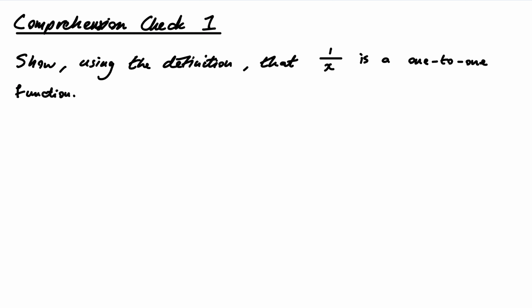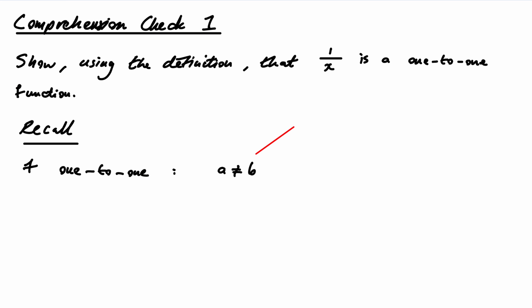So we want to check directly from the definition that the function 1 over x is a one-to-one function. So let's just recall what the definition is very quickly. If f is 1-to-1, what this means is if I take two distinct inputs, I get two distinct outputs. So if I take a not equal to b in the domain of my function, this guarantees that the outputs are different.